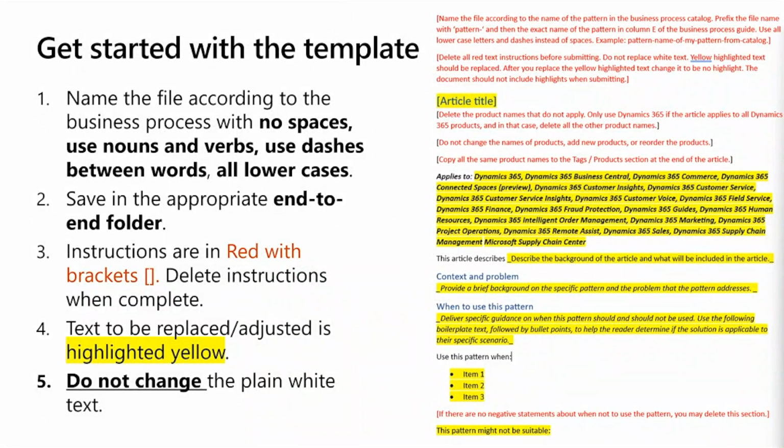Save your files in folders to make them easy for you to find. And keep in mind that the instructions are in red brackets throughout the file, and you should delete those instructions after you've completed them and before submitting your article. You'll also want to make sure that all of the highlighted yellow text is replaced or adjusted before you submit your article. And we ask that you not change the plain white text.